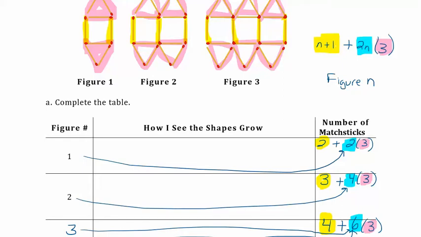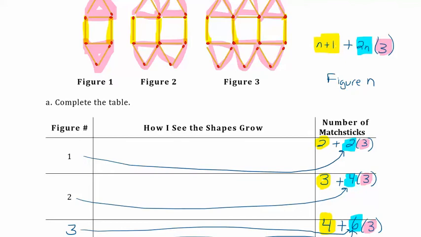So there's our formula. Now we could make it a little bit nicer, but this is the formula right here to figure out the number of matchsticks in figure N. We could use this formula to figure out the number of matchsticks in any figure number, even figure number 65. We would do 65 plus 1 plus 2 times 65, times 3, and we'd have our answer.